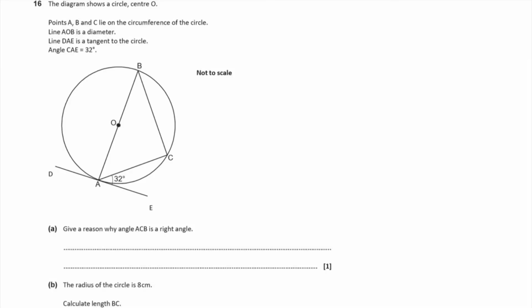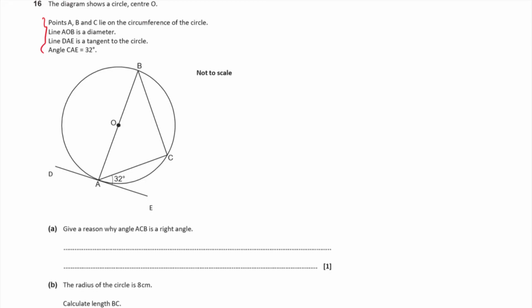Question 16, the diagram shows a circle, centre O. Points A, B and C lie on the circumference of the circle. Line AOB is the diameter. Line DAE is a tangent to the circle, and angle CAE is 32. Now as I've been reading through that, I've just been checking that all this information is already on the diagram. Please always read through this because it isn't always on the diagram, so it's always worth just double checking everything is there before you proceed.